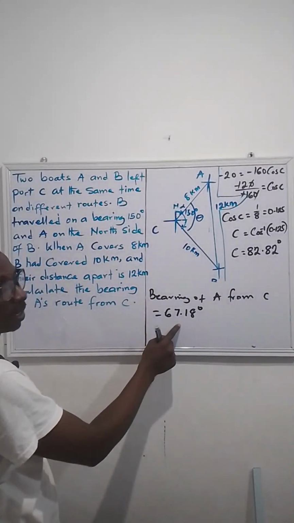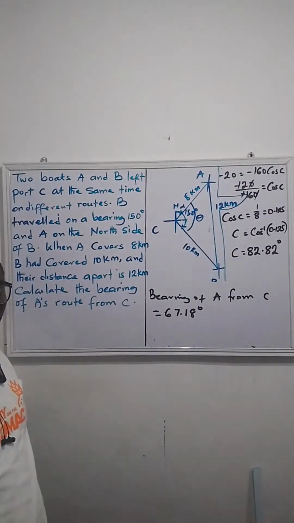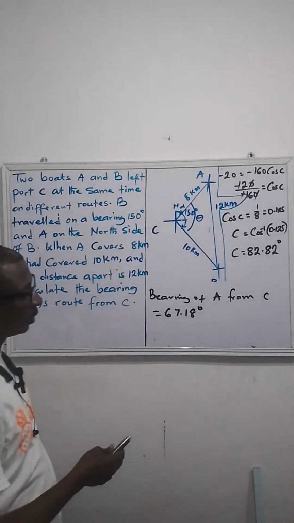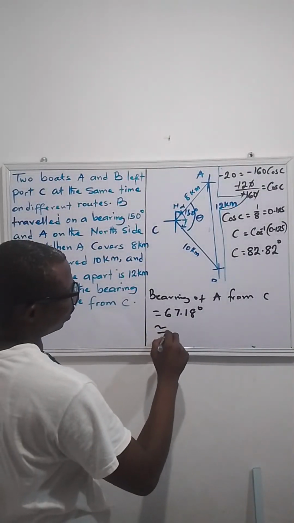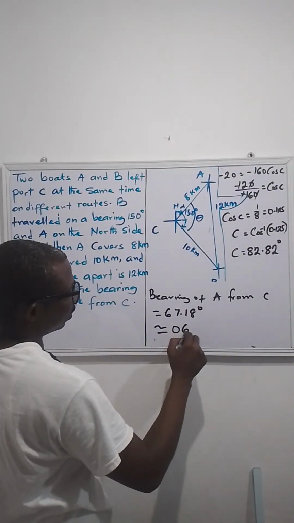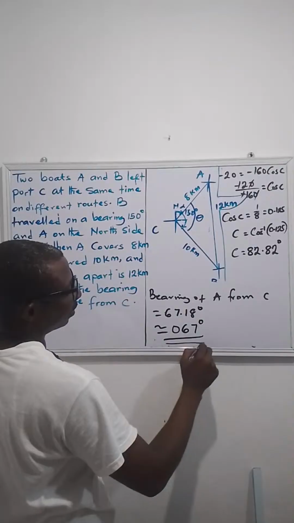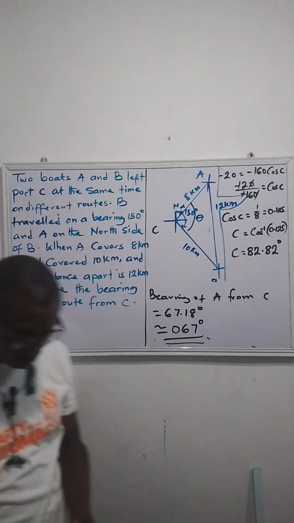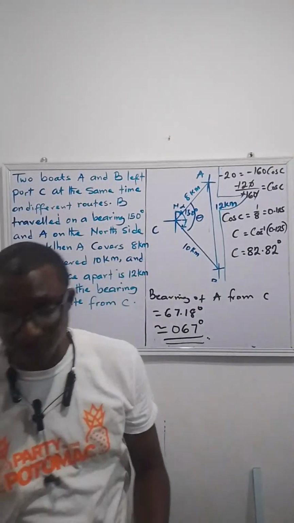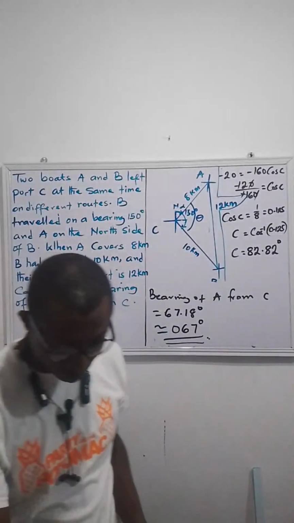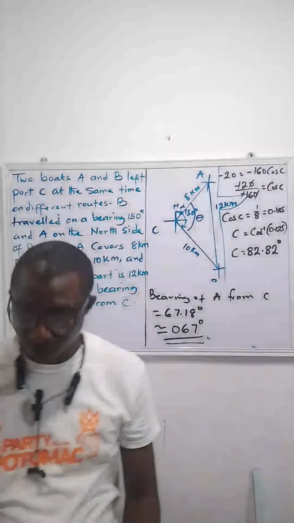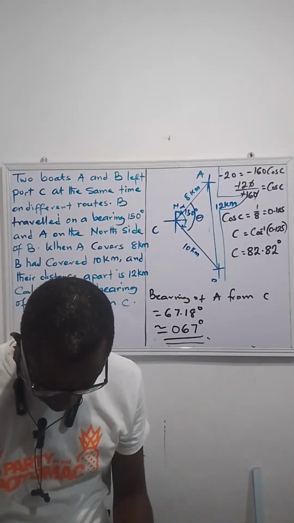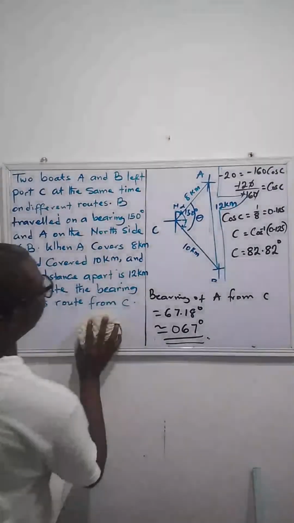But don't forget, you can't leave your answer this way. You must correct it to the nearest whole number, and it must be in three figures. So this is approximately 067 degrees to the nearest degree. This is the bearing of A from C. That is the answer to that problem. Before I move to the next question, is there any question based on what you have done? If you have any question or reservation, please kindly drop that in the comment section. Let's look at another question.